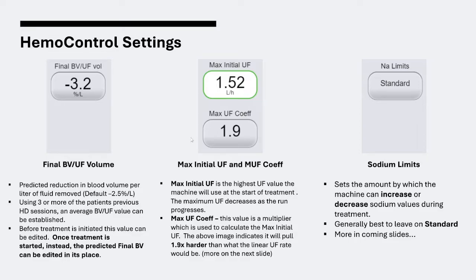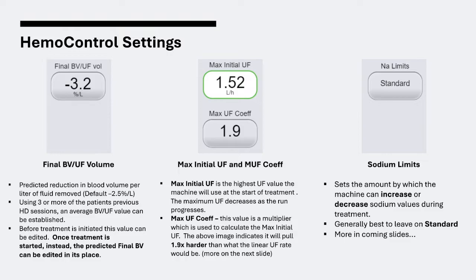So this is actually how you determine what your maximum initial UF will be. Some people ask, how does the machine know what the maximum should be? Well, it's based on the coefficient that we supply the machine with. This coefficient is quite high for me. I wouldn't actually use a 1.9 in practice, or I would very rarely use it. I would have to know the patient very well. But this is just a multiplier. So the above image indicates that it will pull 1.9 times harder than what the linear UF rate would be.